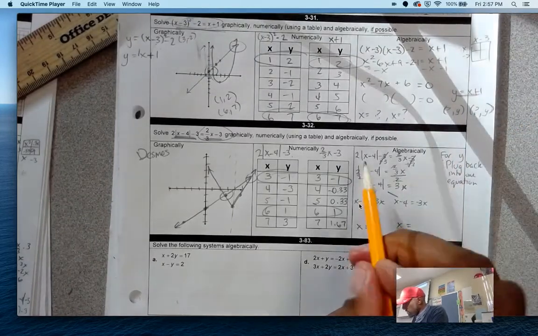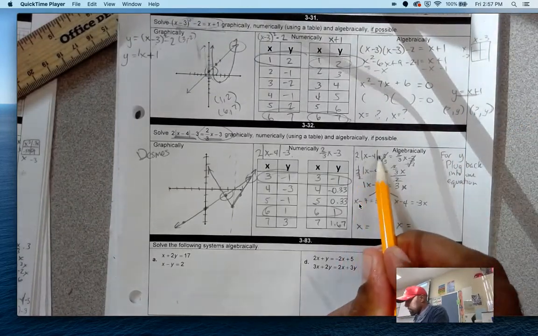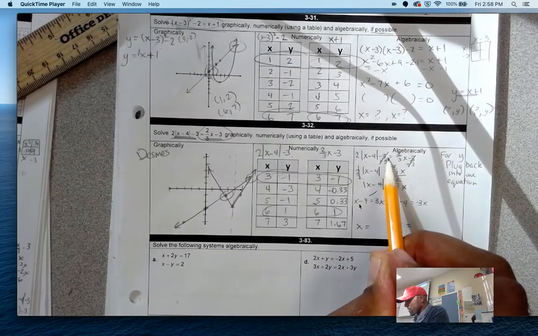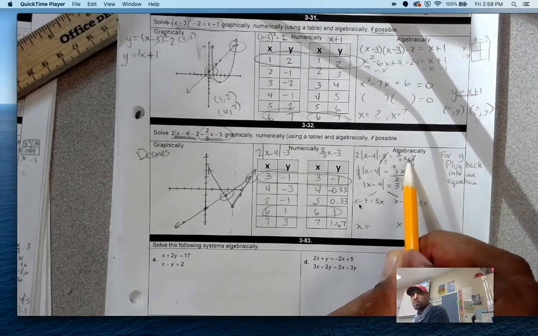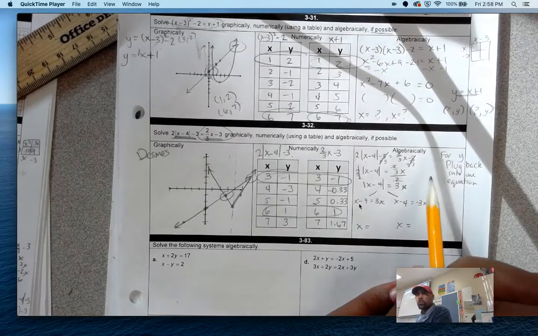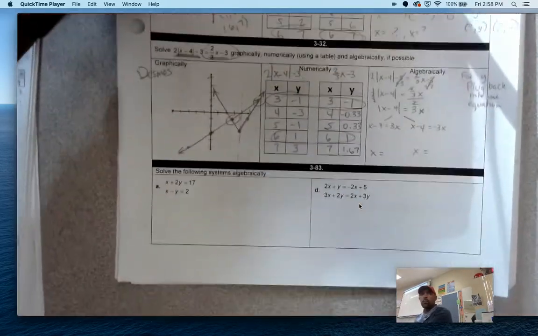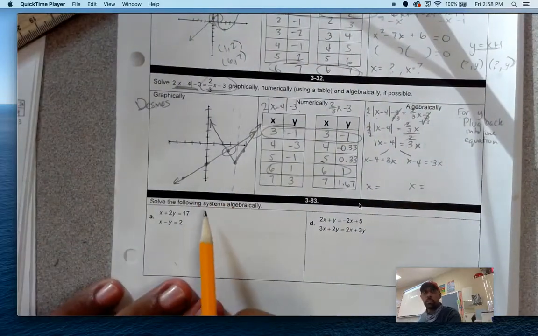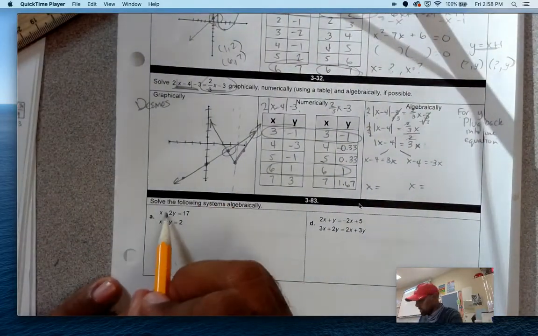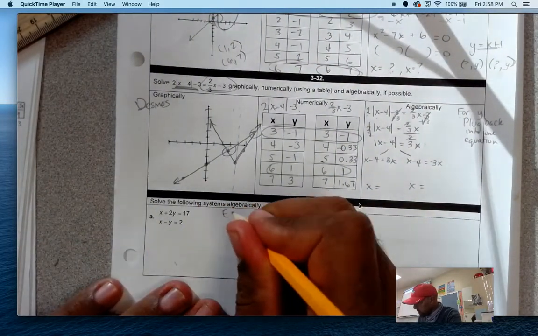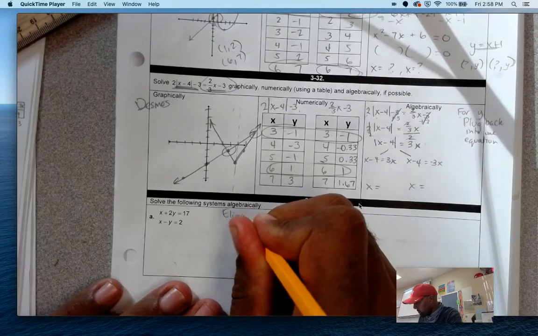Okay, so you can plug it in either to the 2 times the absolute value of x minus 4, minus 3, or 2/3 times x minus 3. So one or the other you choose and plug it back in, and you'll get your y value. Okay, so now on the ones on the bottom, again, it's more solving systems. Okay, this is elimination. So you can set up your elimination problem.